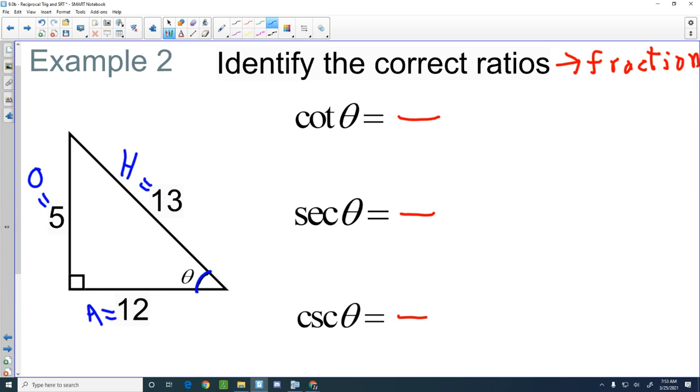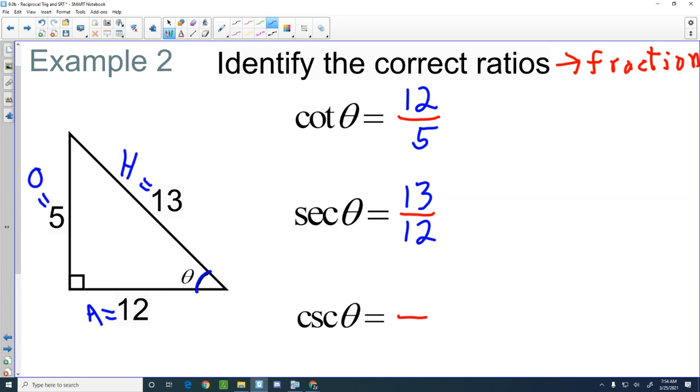All right, so now I've got them labeled. It's going to be really easy for me to write out these ratios, these fractions. And cotangent is adjacent over opposite. 12 over 5. Anyone else got 12 over 5 for cotangent? All right. Secant is the reciprocal of cosine. And so if cosine was adjacent over hypotenuse, this is hypotenuse over adjacent. And so that's 13 over the adjacent side of 12.